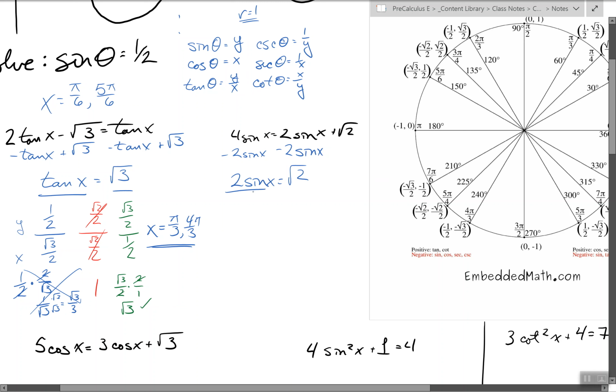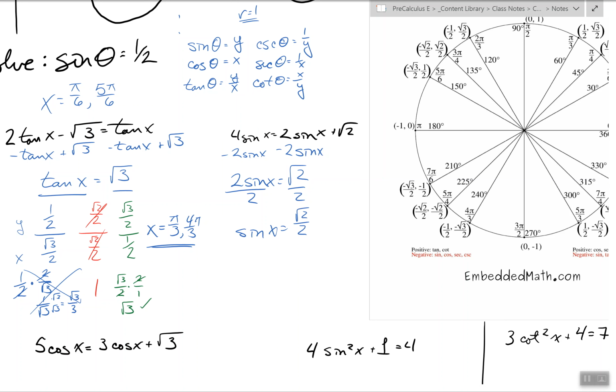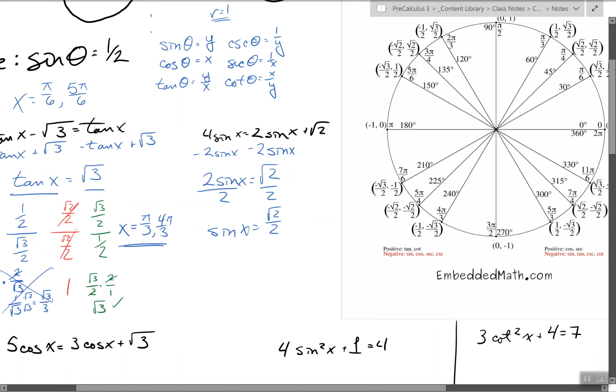The next step would be divide by 2. We have sine x equals square root 2 over 2. We are always able to subtract the trig functions. We're never allowed to divide the trig functions. We're allowed to divide the constants, but we are never allowed to divide the trig functions. So we get sine is equal to square root of 2 over 2.